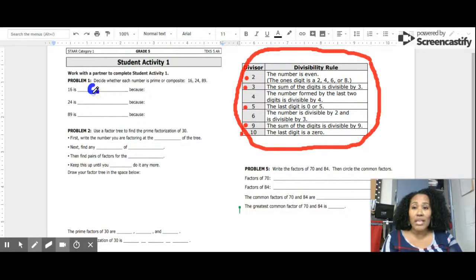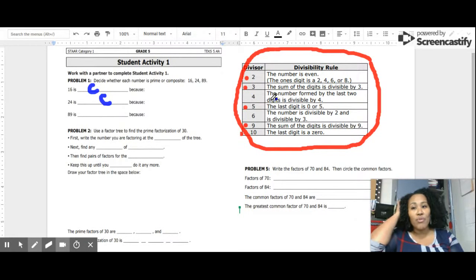And the reason why it is composite is because it ends with an even number and any even number can be divided by 2. 24, let's check the 2. Is it even? Is a 4 an even number? Yes, it is. So it is also a composite. Can a 24 be divided by something other than 2? Can it be divided by 3? I can stop right here because I already know it's divisible by 2, but we can just check the 3.